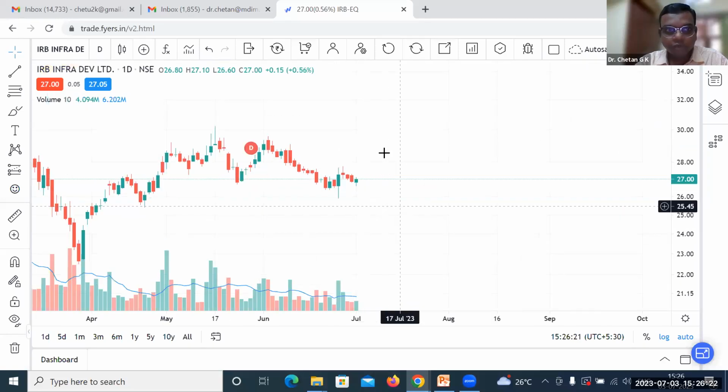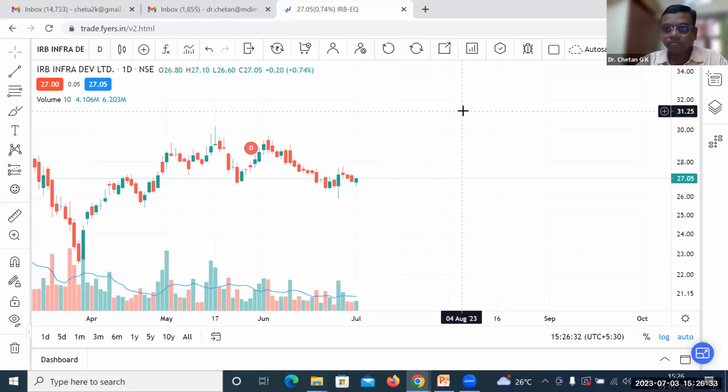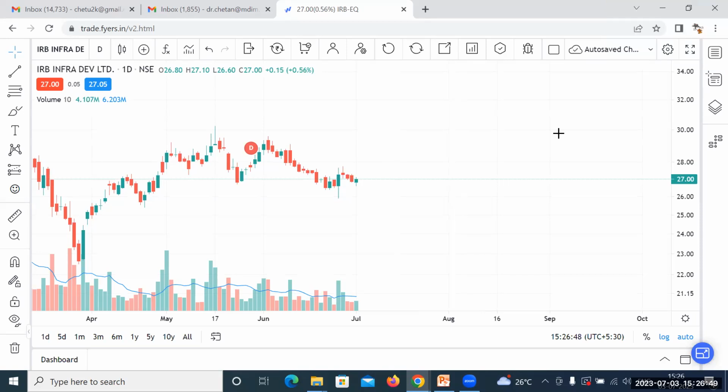Yes, class, what is your opinion? This is a hammer. Sir, the body to wick ratio is not as compared to like... Harshit, you're trying to say something, but it is not audible to me. Arindam, is Harshit audible to you? Now you're audible.